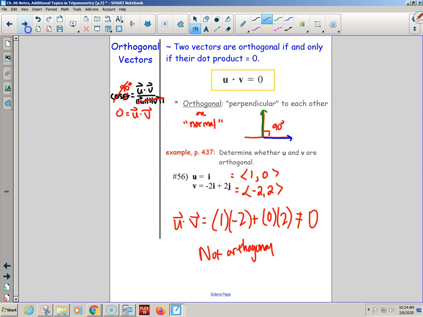Now, could I find the angle? Sure, there's a formula for that. We just practiced it. But are they asking for the angle? Nope, they just want to know whether or not it's perpendicular. Why? Well, if two forces are perpendicular, the projection of one force onto the other force is 0.